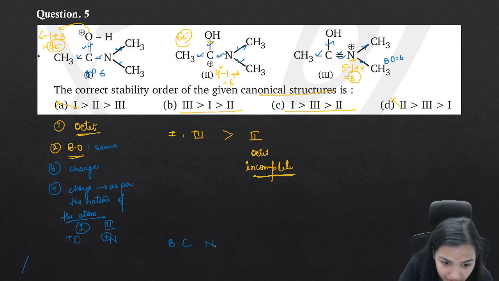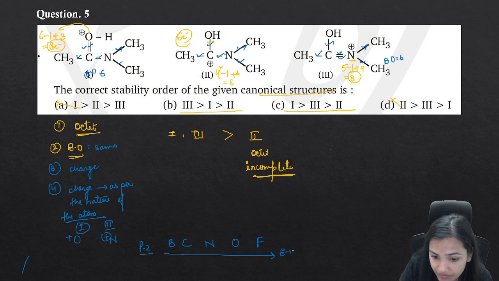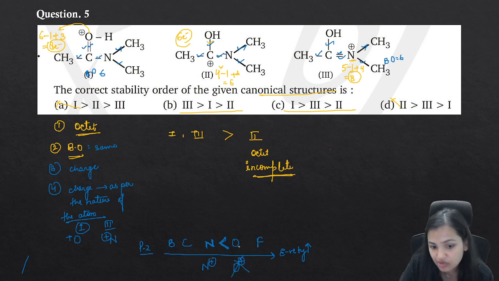boron, carbon, nitrogen, oxygen and fluorine, in period number 2, when we go from left to right, the electronegativity increases. So oxygen is more electronegative than nitrogen. So oxygen should not have a positive charge, right? Nitrogen may have. So over the nitrogen we can put a positive charge, but over the oxygen we can never put a positive charge, because oxygen is more electronegative, and over the more electronegative atom the positive charge must not be there.